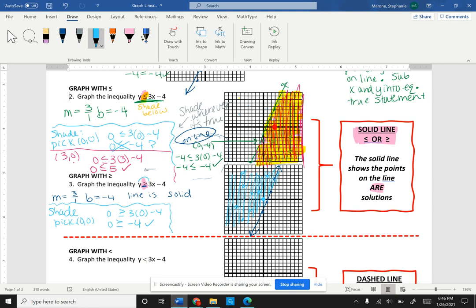When it's greater than, you shade above. When it's less than, you shade below. It doesn't matter if it has the equal to symbol underneath it or not. Greater than is above, less than is below. We go to any point on that line and we shade above that line. So we shade all these points in here.